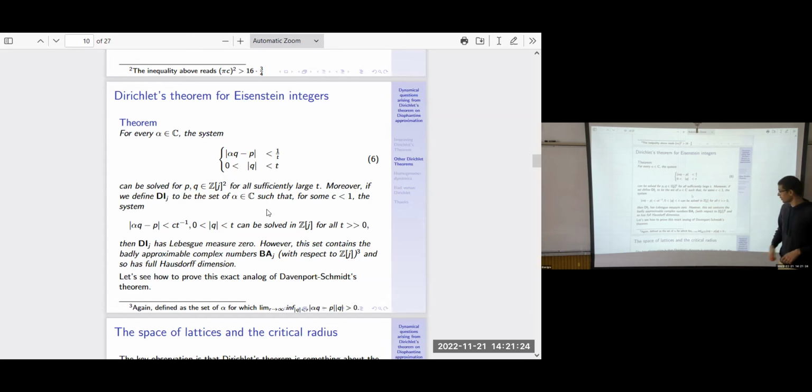And Daj is defined analogously. It's the set of all complex numbers alpha such that |alpha q minus p| greater than c over q cannot be improved. I mean, there's some constant c such that the equation |alpha q minus p| less than c over q has only finitely many solutions. Exactly like the real case. So let's see how to put this together.